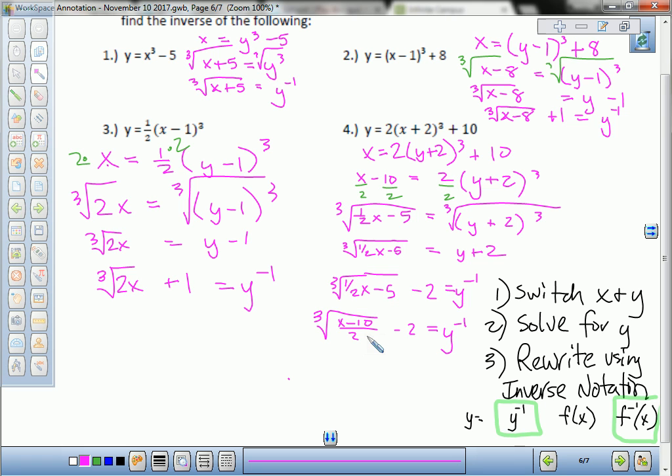Okay, so now let's look at the other type. We're going the other way.